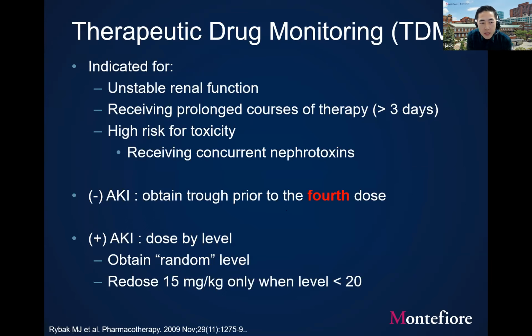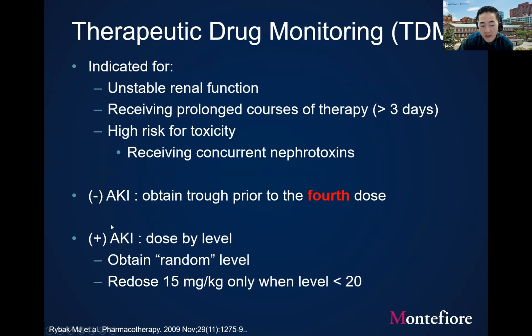So monitoring for vanc is typically indicated for people with unstable renal function. They're receiving long courses of therapy. They're at high risk for toxicity, so they're receiving other concurrent nephrotoxins. If they don't have AKI, we typically say to obtain the trough prior to the 4th dose. There's no magic to the 4th dose. It's just when the patient is at steady state, you can get it prior to the 5th. It's not wrong. If you want to check a level earlier, to make sure they're not accumulating, you can get it prior to the 3rd. I just don't want you guys to fall into the habit of saying, okay, it has to be the 4th dose, has to be the 4th dose. It doesn't have to be.